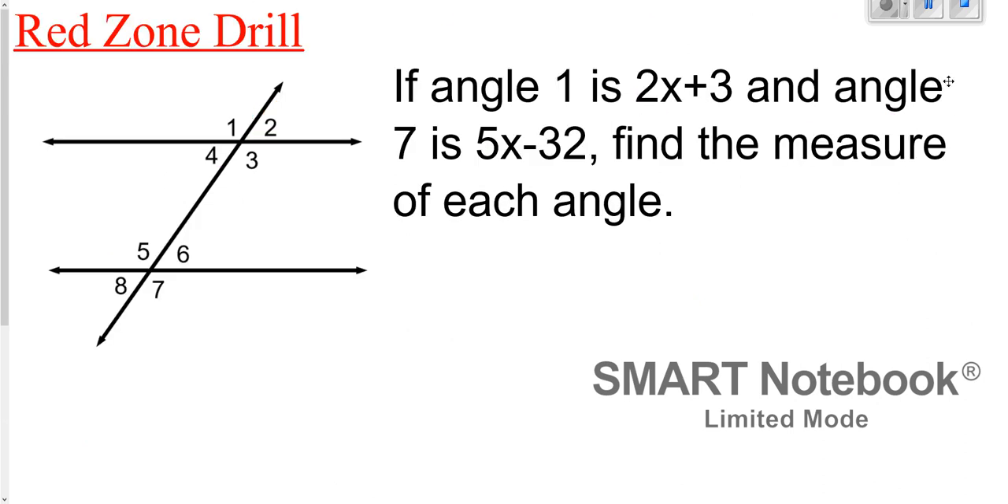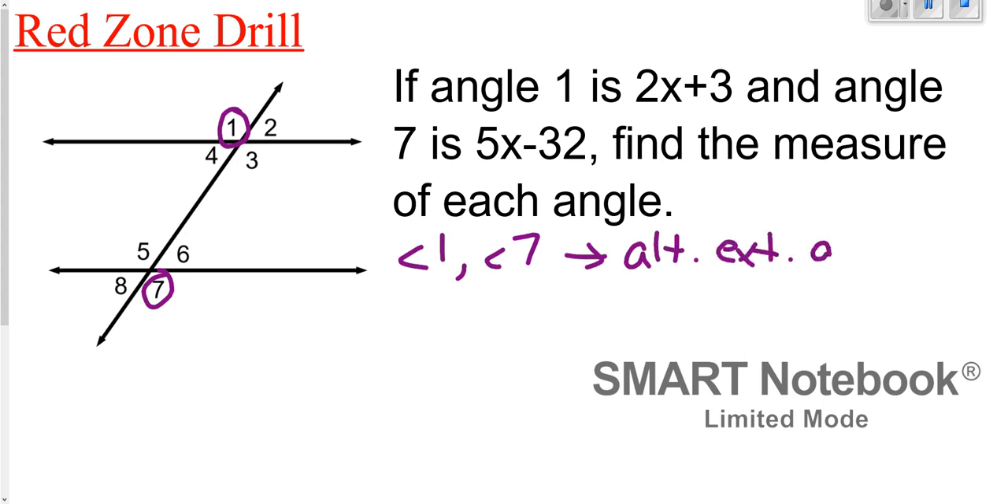Here you go. If angle 1 is 2x plus 3, and angle 7 is 5x minus 32, find the measure of each angle. So the first thing you need to do is ask yourself, what's the relationship between angle 1 and angle 7? They are alternate exterior angles. And what do we know about alternate exterior angles? They are equal.